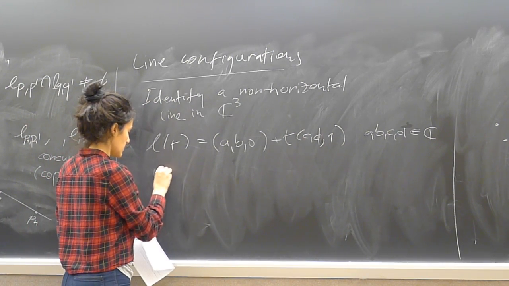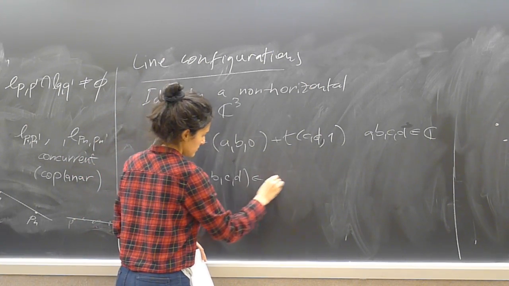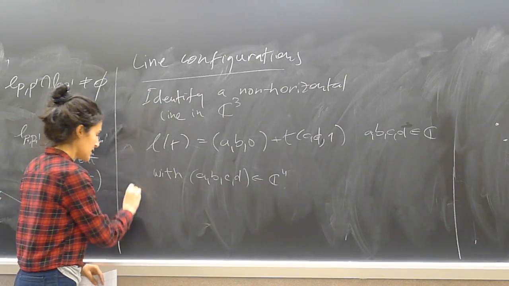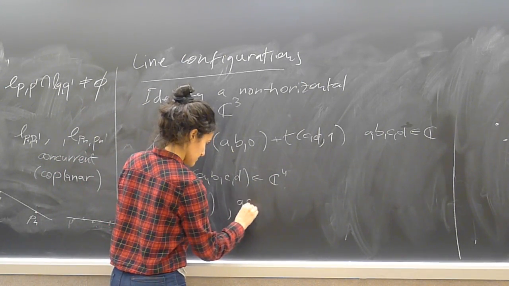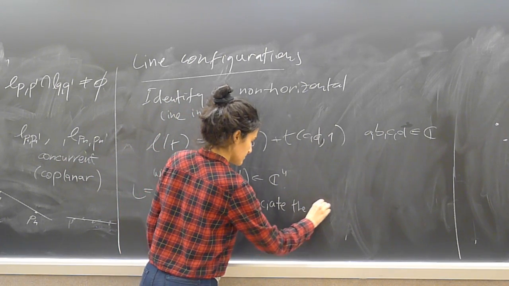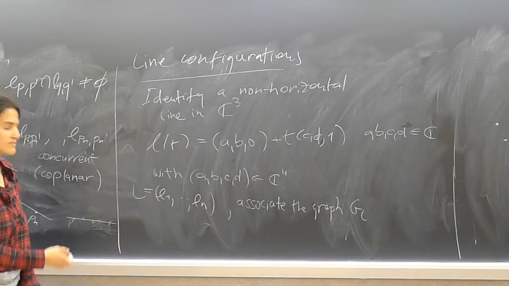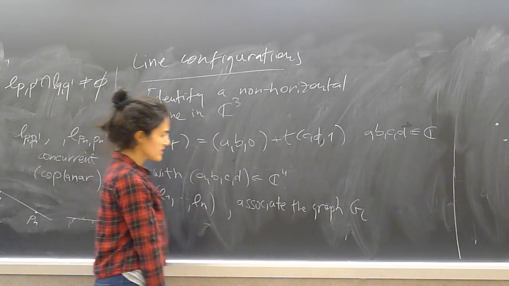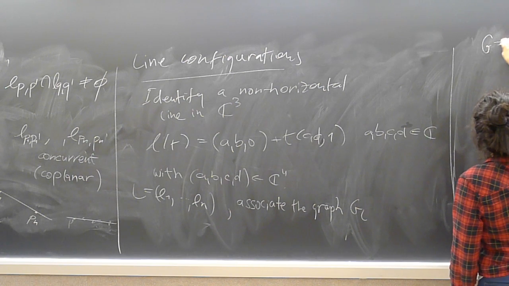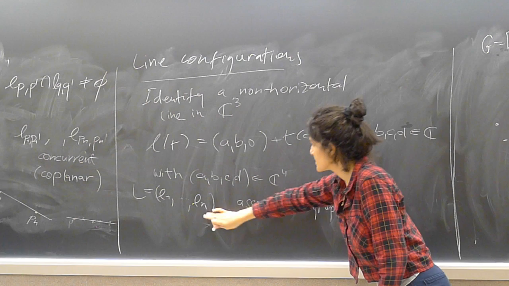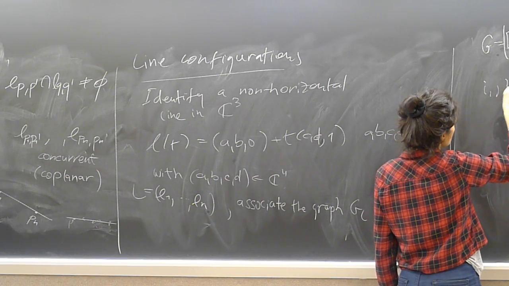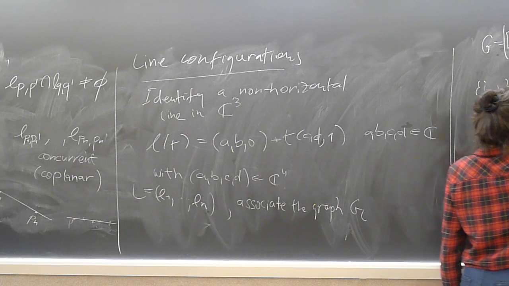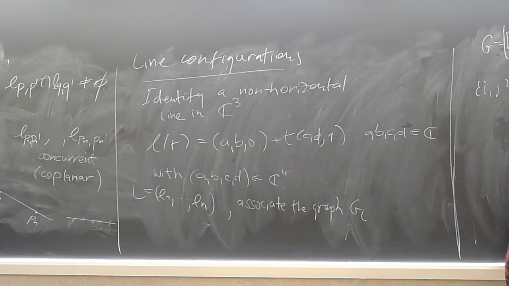So (a, b, c, b, c). And now for a sequence of n lines, so for L1 to Ln, we can associate the graph GL. So we have now switched from R to C. Yes. So we can associate the graph GL. Let the vertex set be the lines, so this is the set of numbers 1 up to n, and the edges ij are in E if and only if Li and Lj intersect. Okay, so we can define such a graph.